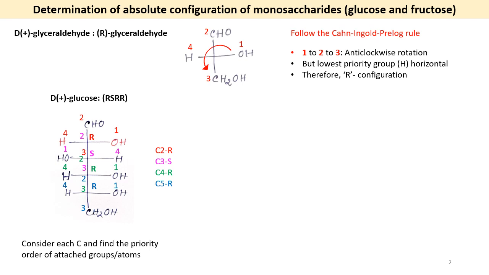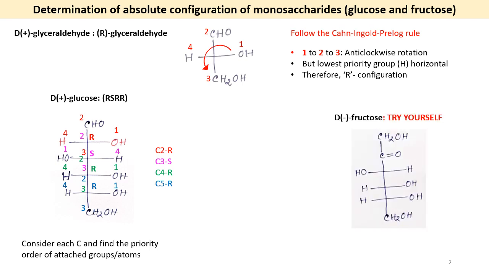So it will be an easy way to remember. Just by looking at the placement of the OH group and remembering the configuration, or determining the configuration of glyceraldehyde, you may be able to arrive at the configuration. So you can determine it easily. So glucose is done. For fructose, you can try yourself. This will be very easy.